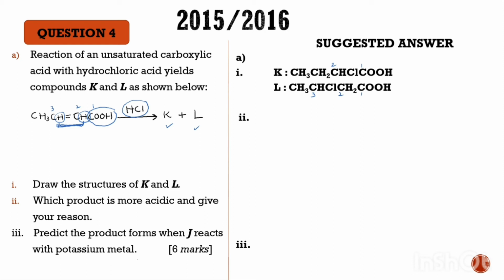Okay. And then which product is more acidic and give your reason. Okay, bila kita compare dua tu, Cl tu dia punya position tu berbeza. Satu Cl pada carbon number 2 dan satu lagi Cl pada carbon number 3. Okay, so because of the presence of chlorine in the carboxylic acid, so you need to identify that chlorine is electron withdrawing group. So kena mention dalam jawapan lah tentang electron withdrawing group dan juga inductive effect. Okay, sebab kita tengok kat sini perbezaan antara K dan L tu adalah position of chlorine.